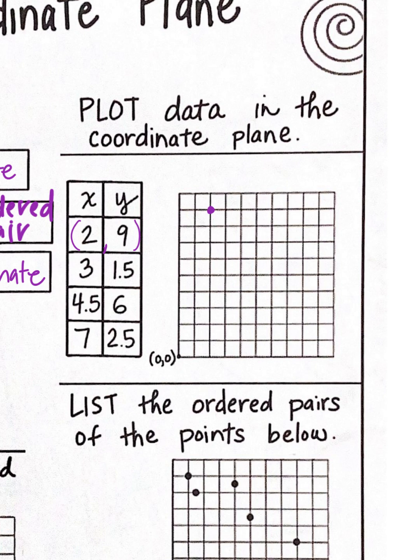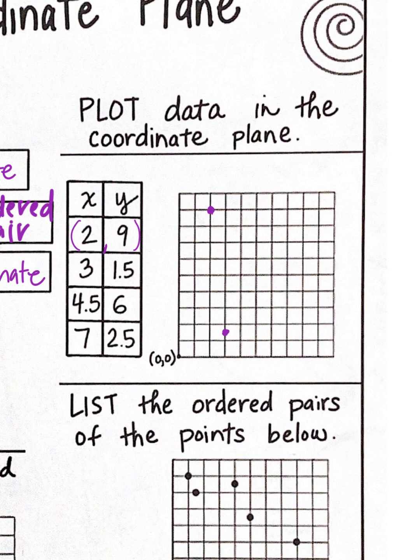Okay, everybody with me so far? Okay, the next point that I'm going to plot is 3, 1.5. So I have 3, I'm going to go over, and I'm going to go up 1 and then not quite to 2. I'm going to be right here in the middle. Does everybody understand why? Yes, because it's a half, because it's 1.5. Good. Okay. So this is my second point.